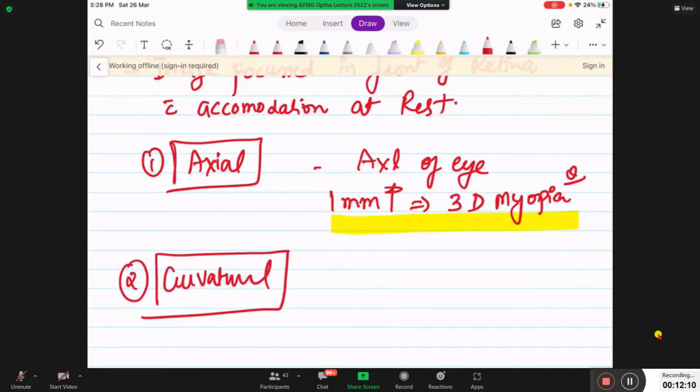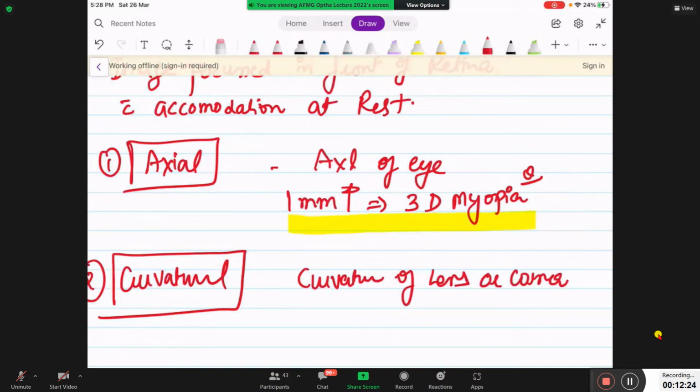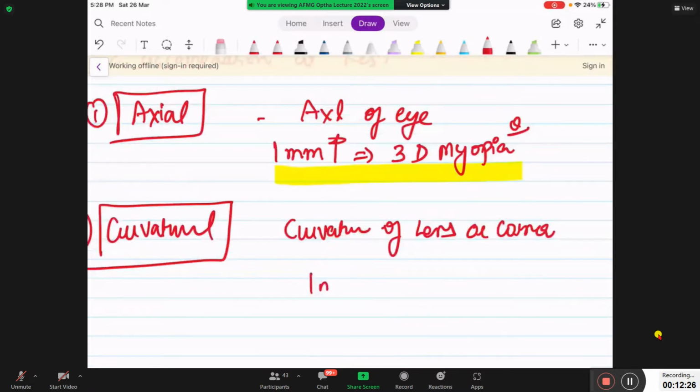Next is curvature myopia, where the curvature of the cornea or lens changes. If there is a 1 millimeter decrease in the curvature of the lens or cornea, it will induce 6 diopters of myopia. 6 diopters of myopia.